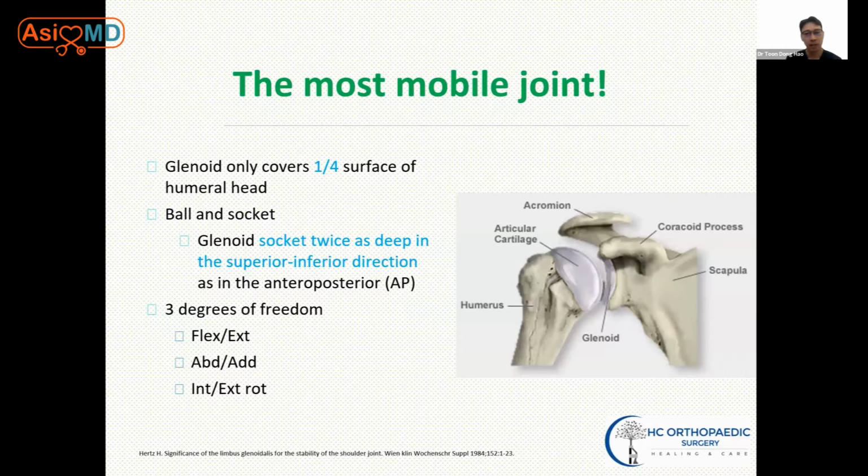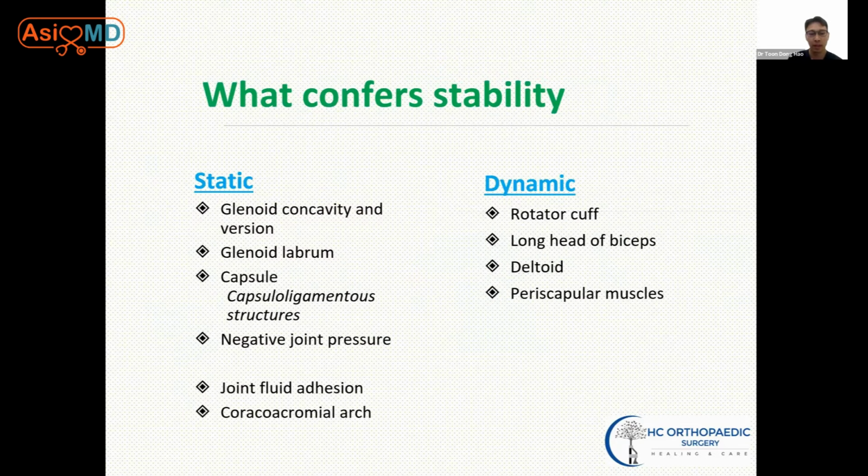The shoulder is the most mobile joint in your whole body. The interesting fact about the shoulder joint is that it's a ball and socket joint, but the socket only covers about a quarter of the surface of the ball. The glenoid, which is the socket, is twice as deep in the superior to inferior direction compared to the anterior to posterior, which means that in theory, it's easier for the ball to dislocate out from the socket in the anterior and posterior direction compared to the top and the bottom.